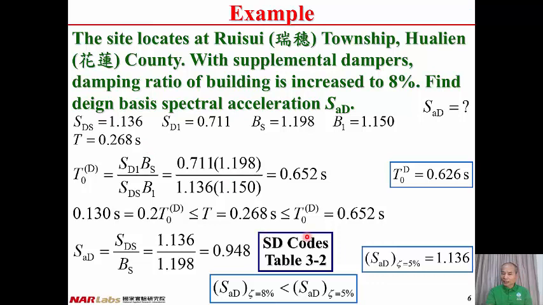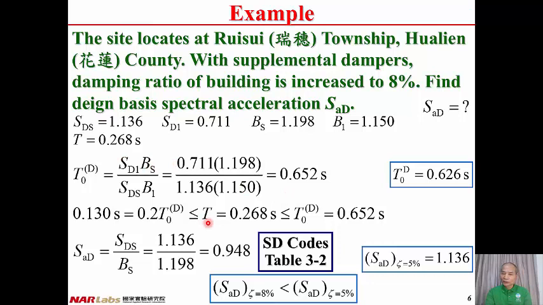And from the seismic design codes table 3-2, we can compute the corner period T0(D) equal to SD1 times BS divided by SDS B1. And after the computation, we have the corner period T0(D) equal to 0.652. Compared to the one with 5% damping ratio, T0(D) equal to 0.626 seconds. Therefore, when the damping ratio is higher, the corner period becomes larger.